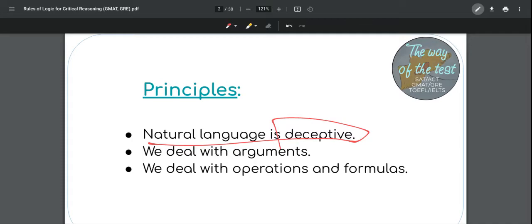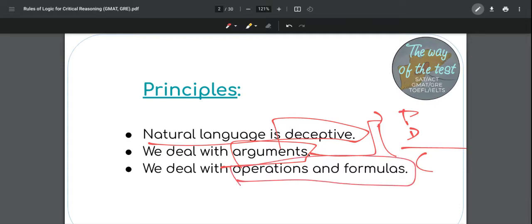Another principle is to remember that we're dealing with arguments. As you may or may not remember, an argument consists of premises and a conclusion. You have a set of premises, which are facts, and that set of premises leads to a conclusion, and that has to follow a logical path. The third thing to remember is that we are going to deal with operations and formulas. This is not always the case in critical reasoning. It is the case for this specific video, but there are extra things in the critical reasoning section that are not covered by this video, and we're going to cover them in their own videos.